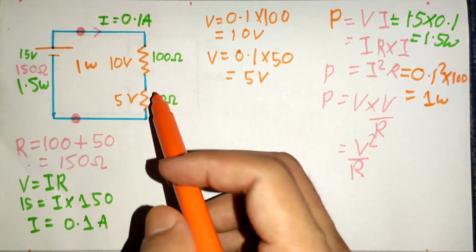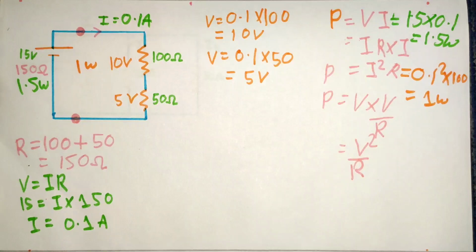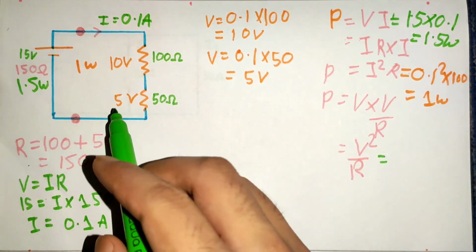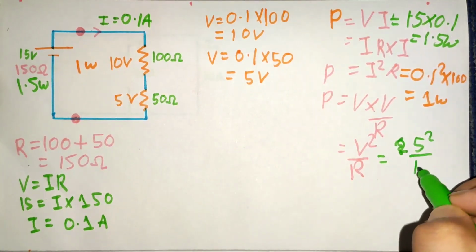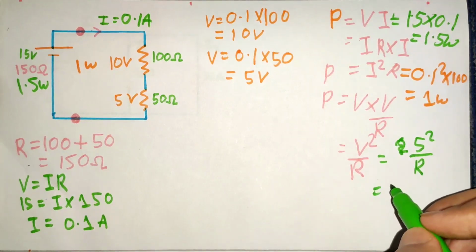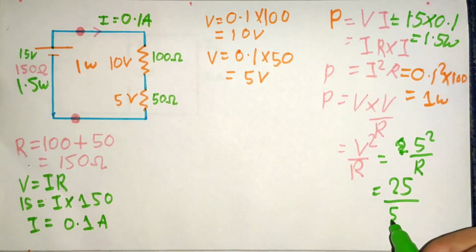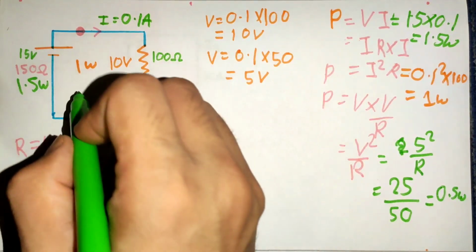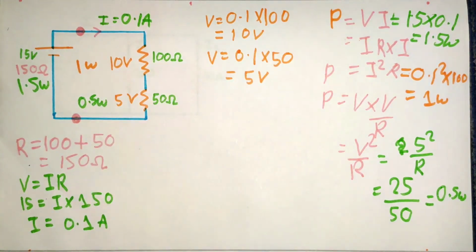Let's see how much power is consumed by the 50 ohm resistor by using our last formula. Here we have 5 volt, so 5 square by R equals 25 by 50. It gives us 0.5 watt. That means 0.5 watt of power is consumed by the 50 ohm resistor.